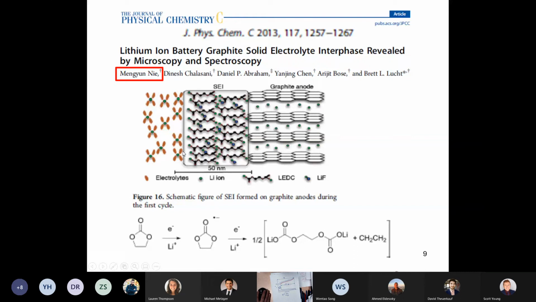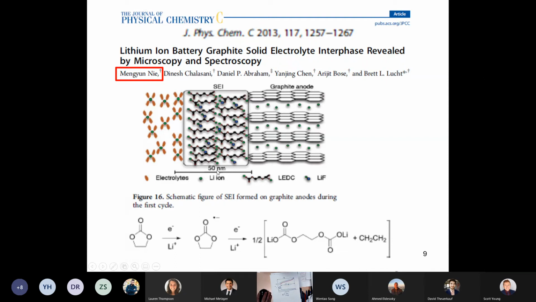This is a really nice paper by Mengyun Nai. She comes from Brett Lucht's group. After she finished her PhD, she came here to do a postdoc. And she spent a lot of time characterizing the SEI on graphite and found LEDC, lithium ethylene dicarbonate. So you see the ethylene in the middle and the two carbonate groups on either end.